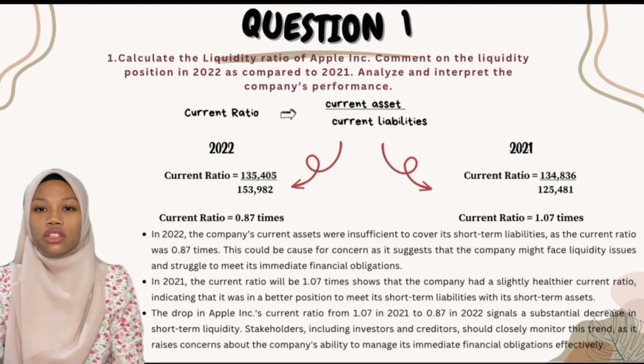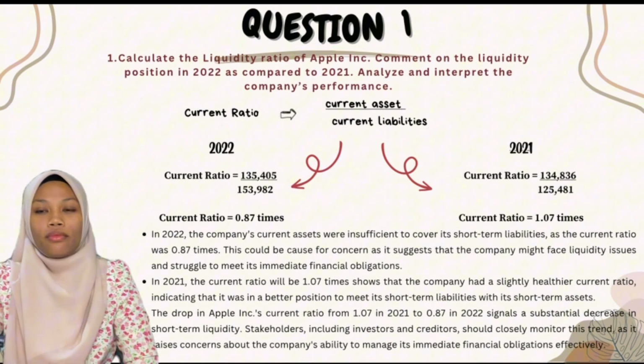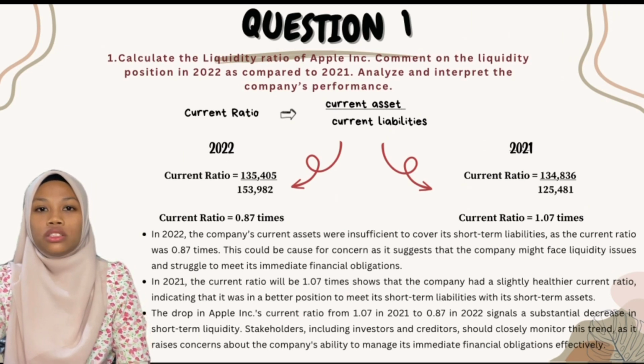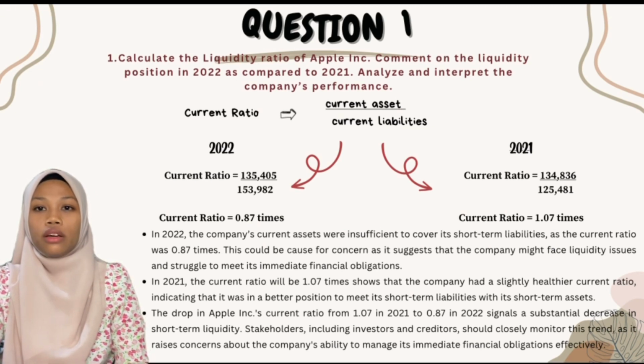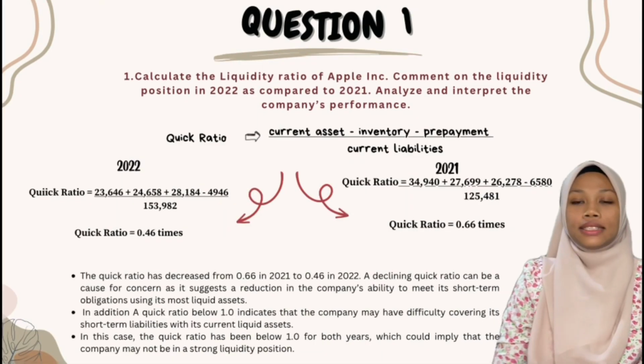its immediate financial obligation. And in 2021, the current ratio was 1.07 times, in which the Apple Company had a slightly healthier current ratio, indicating that it was in a better position to meet its short-term liabilities, which is short-term asset. Next is the quick ratio.